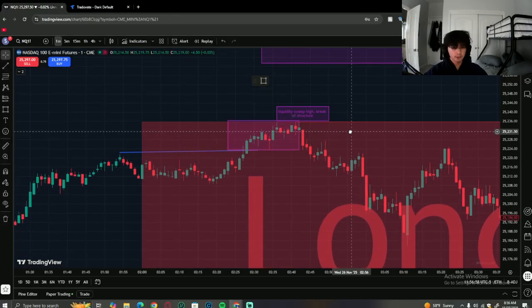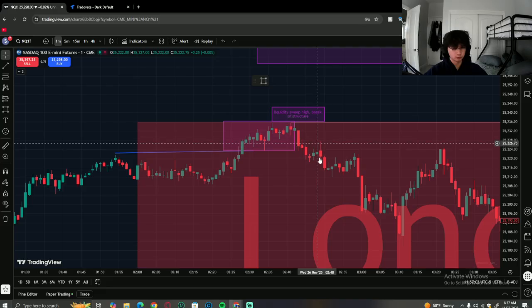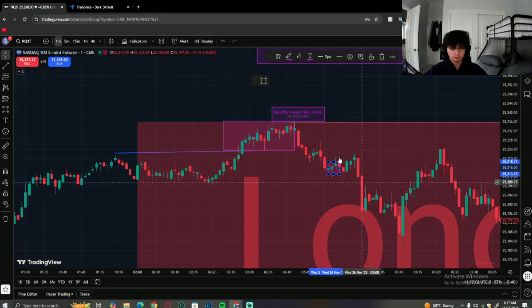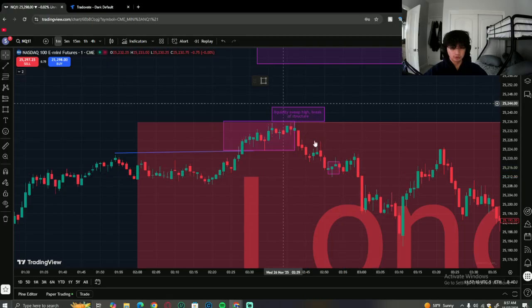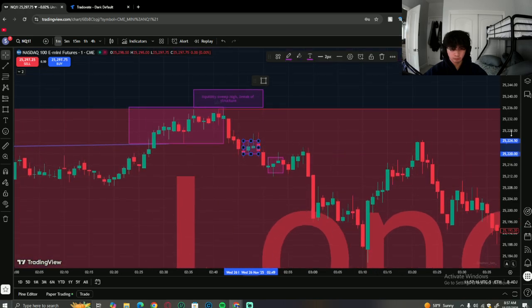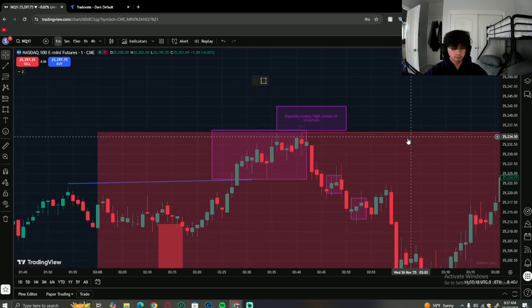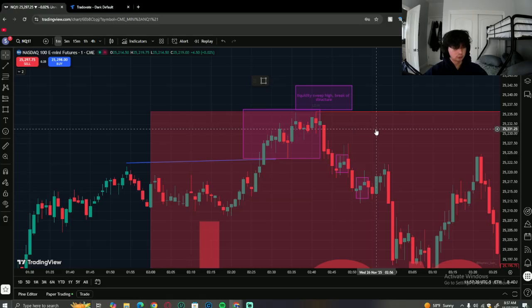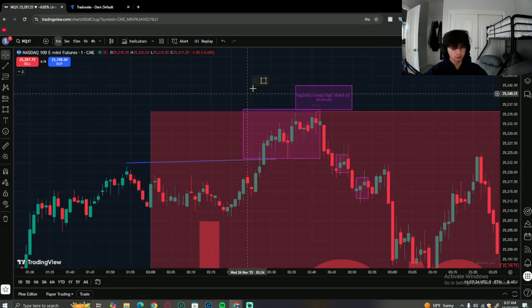So you need your confirmation, and that confirmation will be the retest of candles like this, or candles like this. That's what I'm using right now to show you that the confluences work and that the trade is going to go your way.